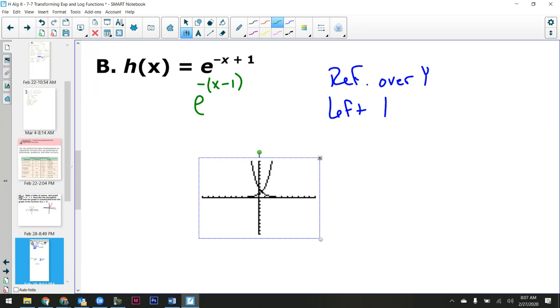So here's my graph. Now, at any rate, what's my y-intercept here? 0, comma, what? If I plugged in 0 for x, e to the negative 0 plus 1. What's negative 0 plus 1? 1. So my intercept is 0, comma, e.